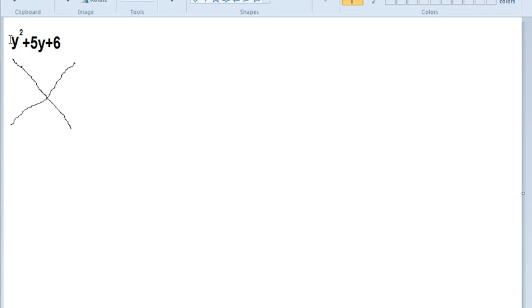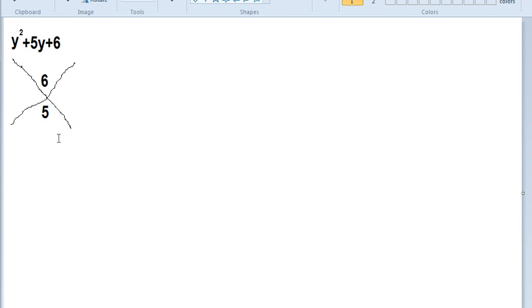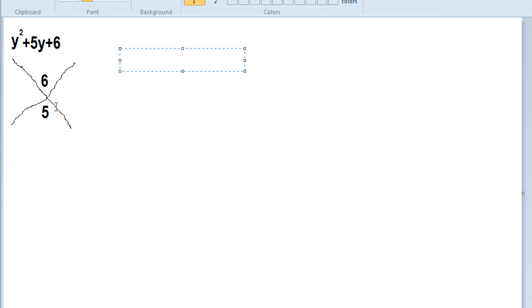So again, a is 1, and c is 6. So 1 times 6 is 6. After I multiply those numbers, I put it here on top of the x. Then I take b, this number here, and put it on the bottom of the x. What I'm doing with this x is thinking of numbers that multiply to this and add to this. So let's think about all the numbers that multiply to 6.